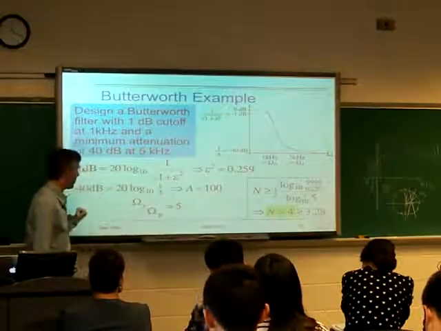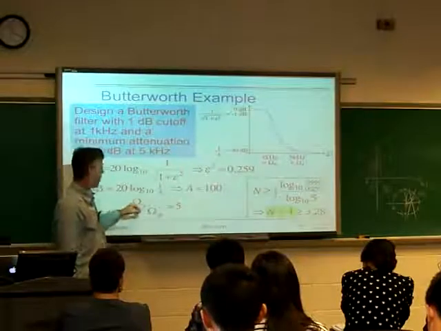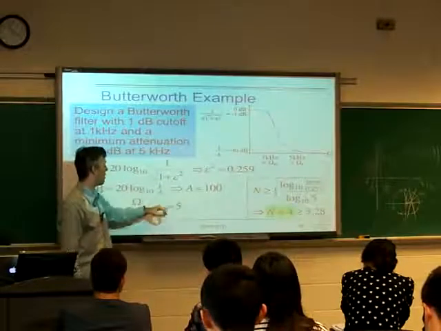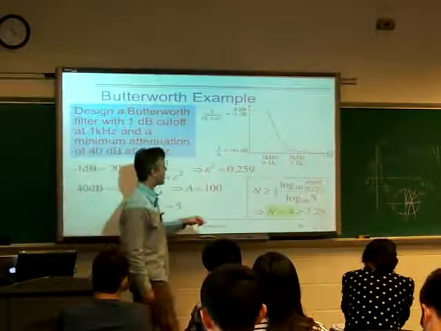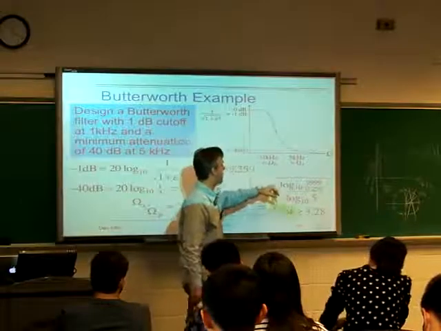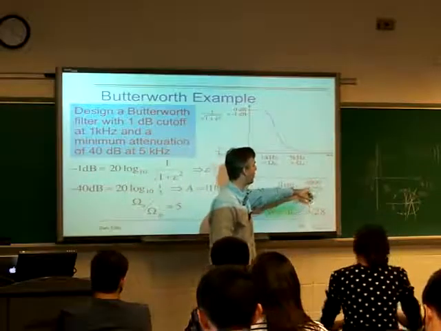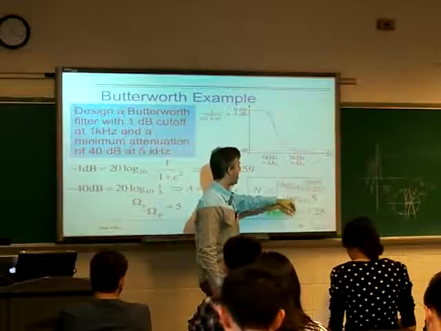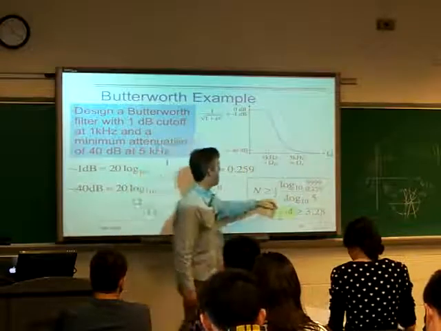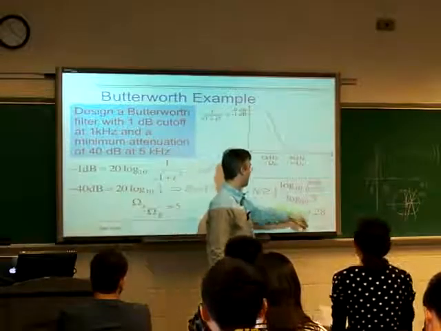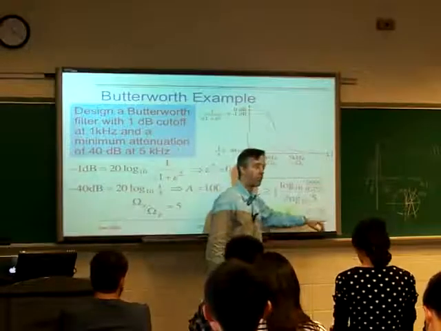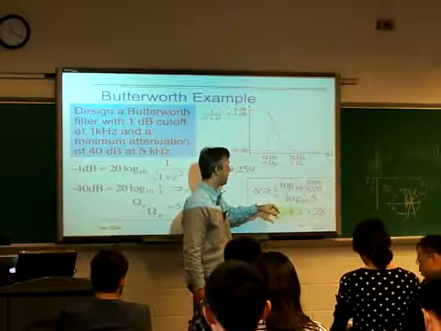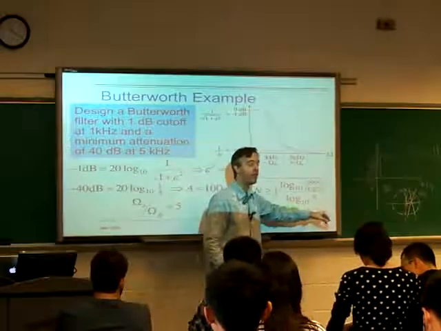And then the other thing we needed was the ratio of the stop band to pass band edge. This is 5 kilohertz and 1 kilohertz, so the ratio is 5. And so we can just drop that into our equation, which was the log base 10 of a squared minus 1 over epsilon squared, the log of that ratio divided by the log base 10 of this ratio, and half of that. So this evaluates to 3.28. N has got to be greater than or equal to this. But of course, n has to be an integer. We can't have 3.28 poles.